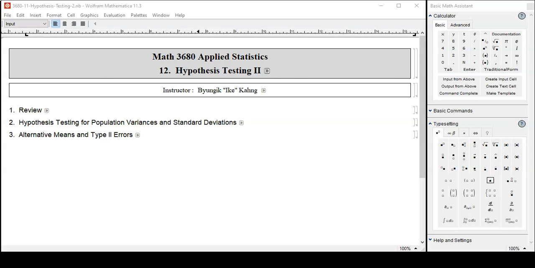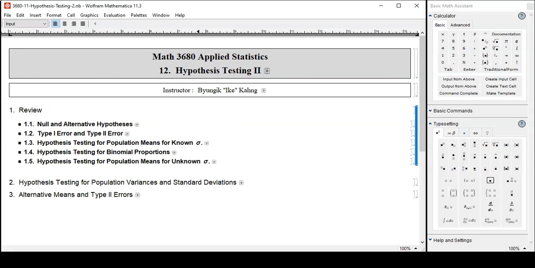Hello students, welcome back. Now let's go to section 2 of this notebook, hypothesis testing for population variances and standard deviations. Previously, we had been studying hypothesis testing for population means only, for known sigma, for unknown sigma, or for mean proportions. In any case, they're all means. Therefore, the central limit theorem applies, and thus, for sufficiently large sample size, we can use the normal curve, z-curve, and the z-table.